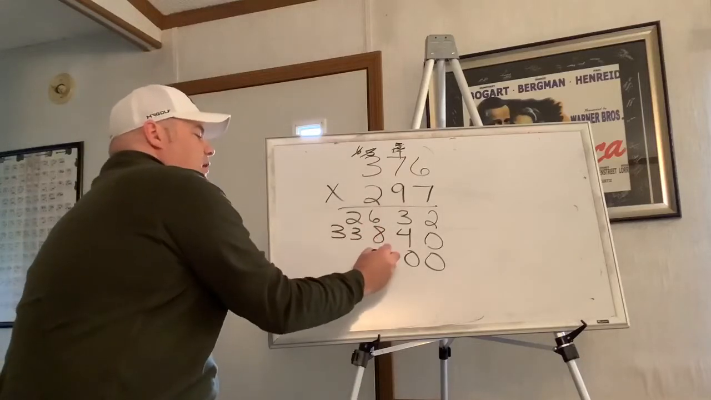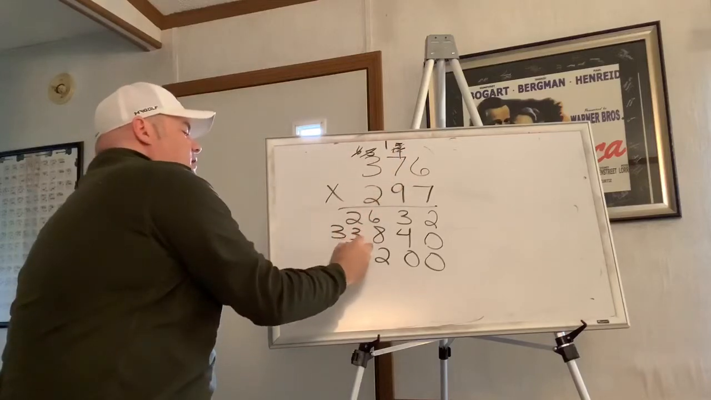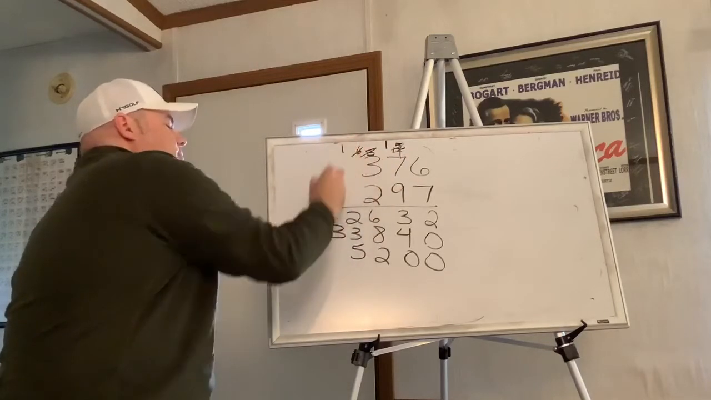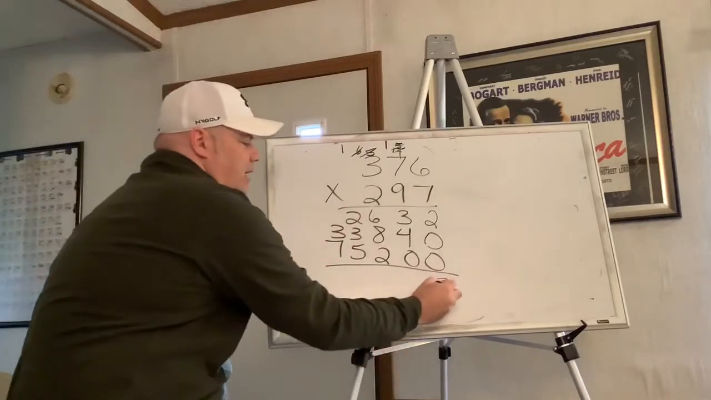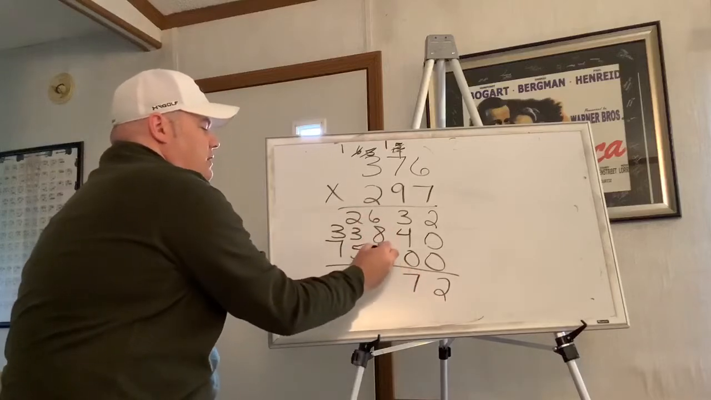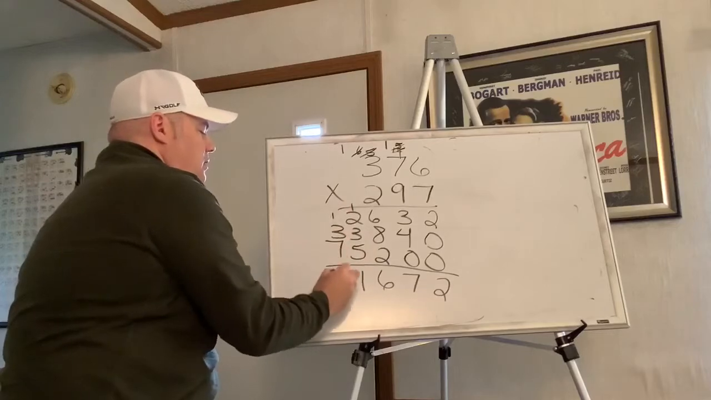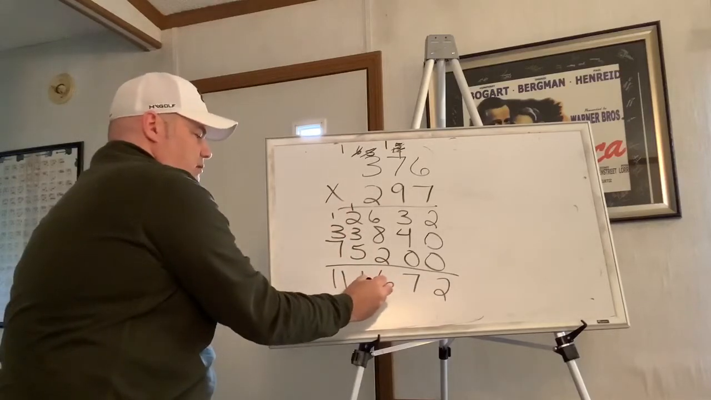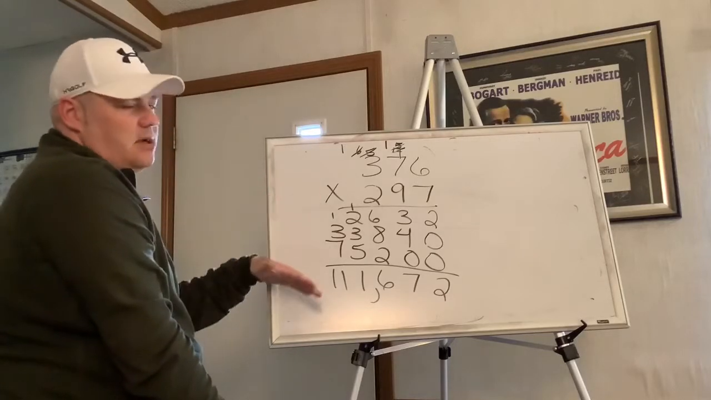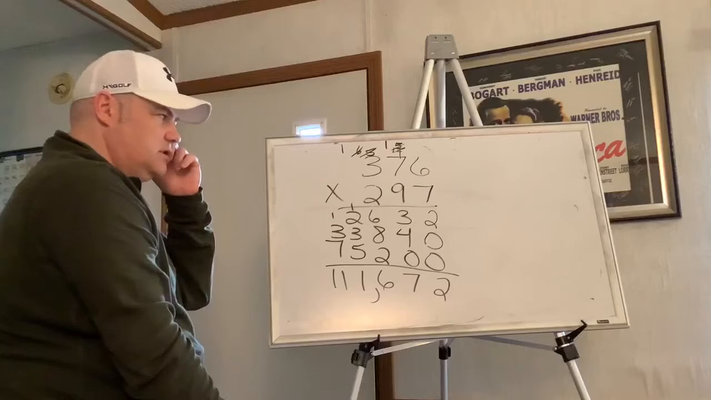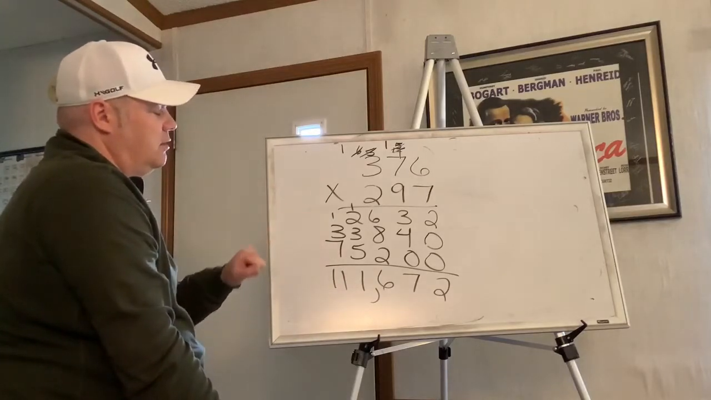2 times 6 is 12. 2 times 7 is 14, plus 1 is 15. And 2 times 3 is 6, plus 1 is 7. Okay? So that's your third row on this one. So add them up. You still do that. 14, 16, 3, 6, 11, 10, 11. And now we've got 3 numbers, 111,672. As you can see, as you get bigger, there's more chances for math mistakes. So just take your time, check each row here, make sure you did those right.